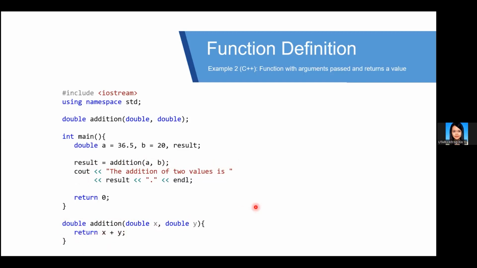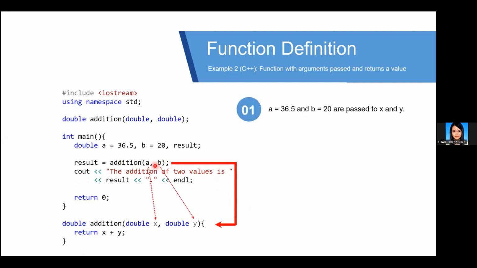Okay, so the idea is that once the function is being called, the control will be passed from the main function to the addition function. And then at the same time, the A and B, these two values, will be passed down as arguments to the x and y in the addition function. So again, 36.5 passed to x and 20 will pass down to the y. Okay, then it will just try to return x plus y, which means that it's going to return the summation of these two values back to the function caller.